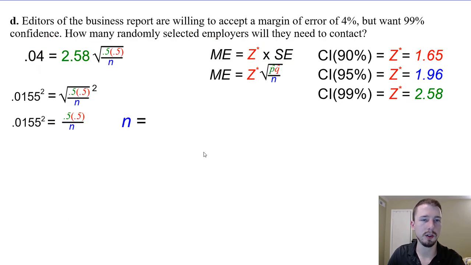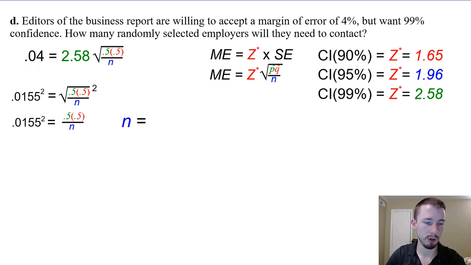All right, part D. Others of the business are willing to report and accept a margin of error of 4%, but they want 99% confidence. How many randomly selected employers will they need to contact? So we change our confidence level to 99%, so our critical value is now going to be 2.58, and then we have a 4% margin of error.